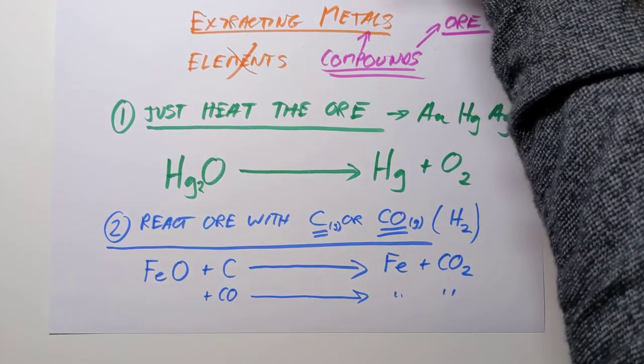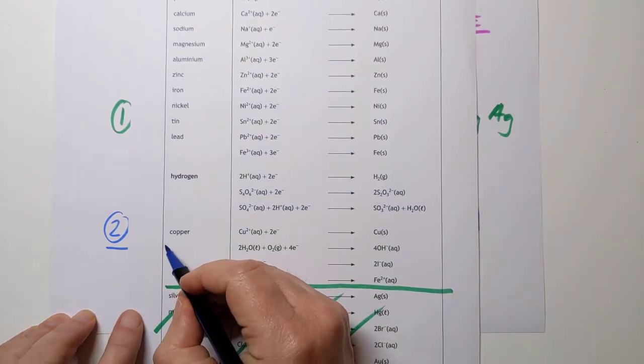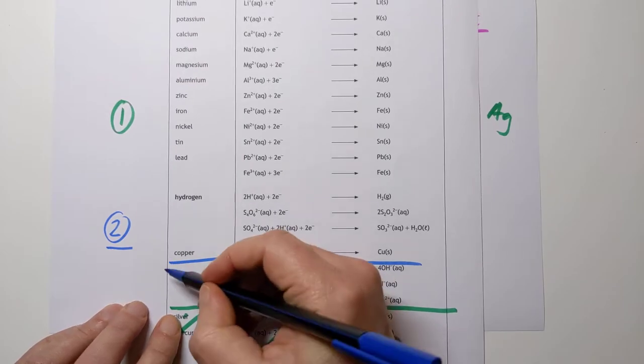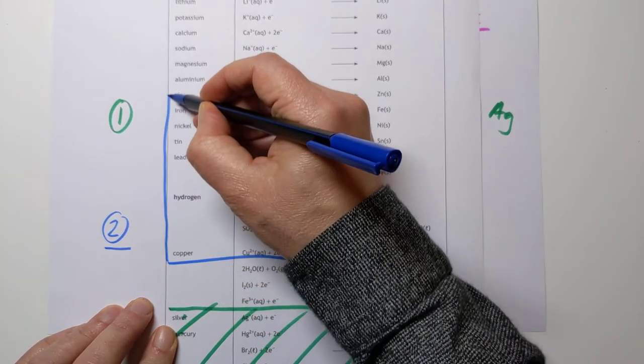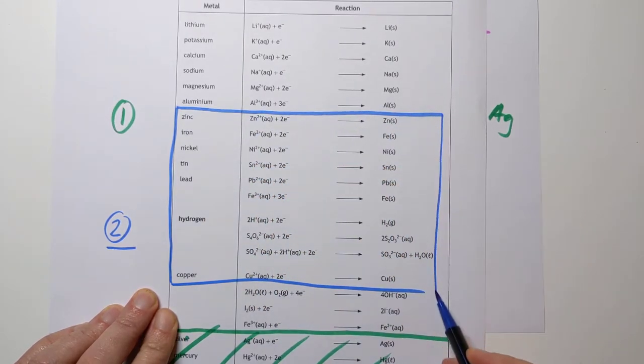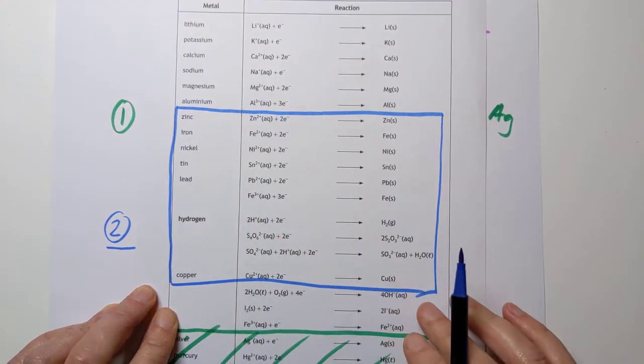Which elements does this method of extraction work with? Well, we are starting at copper in blue, and we are working our way up. The SQA want you to realise that it works all the way up to and including zinc. And that's the cutoff. So copper, lead, tin, nickel, iron, zinc.